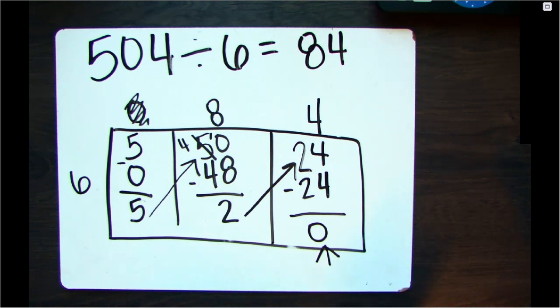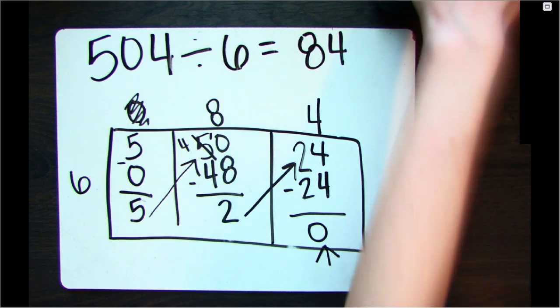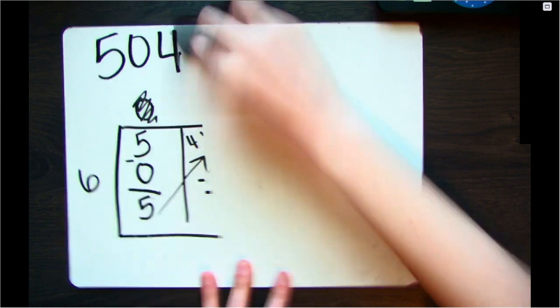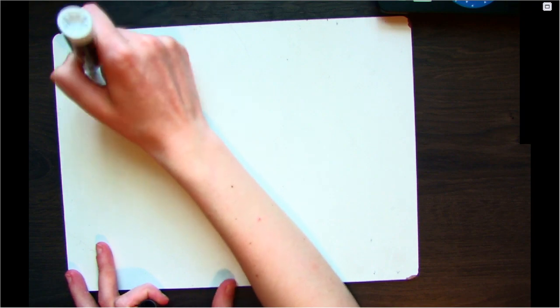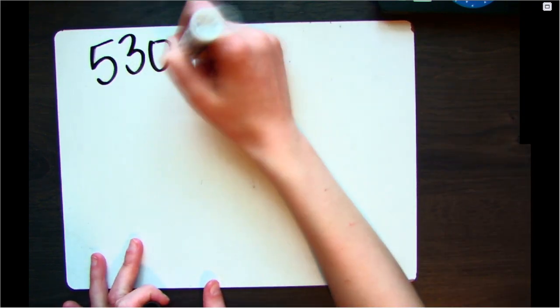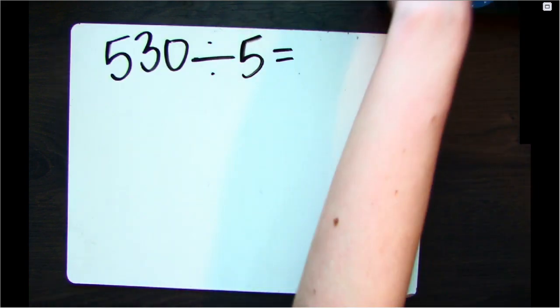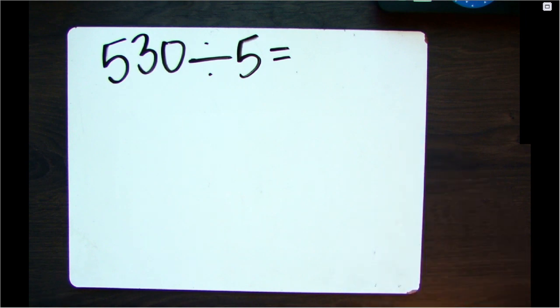Let's do one more together. Let's do 530 divided by 5.